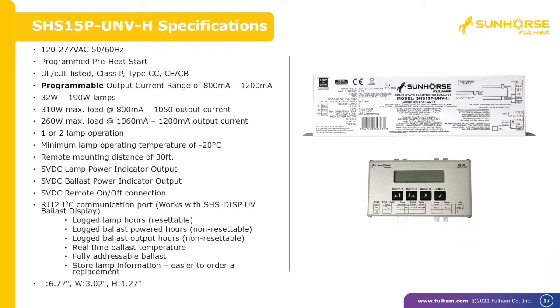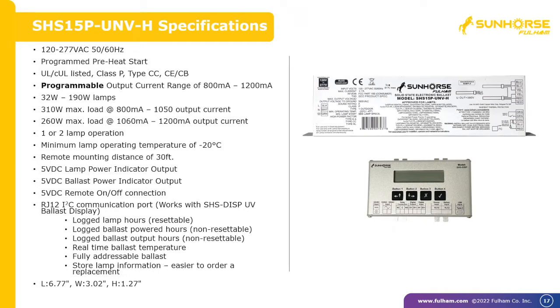This particular model has a current range of 800 to 1200 milliamps. It has all the major certifications for North America and other international markets. It is a universal input ballast, so you can operate anywhere from 120 to 277 volts AC. It has a max load rating of 310 watts for applications where you're powering a lamp from 800 milliamps to 1050 milliamps. And it is rated for 260 watts max when loaded with lamps operating from 1060 milliamps to 1200 milliamps. The ballast can operate one or two lamps.